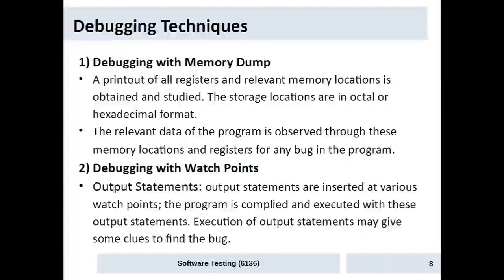So at those points we can see the values and know that okay, the program is correct up to this point, or then it might be causing an error inside the loop, or it might be causing an error in another function. So we will be able to isolate where the error is happening. So these points are called watch points. So we'll see three methods with the watch points.